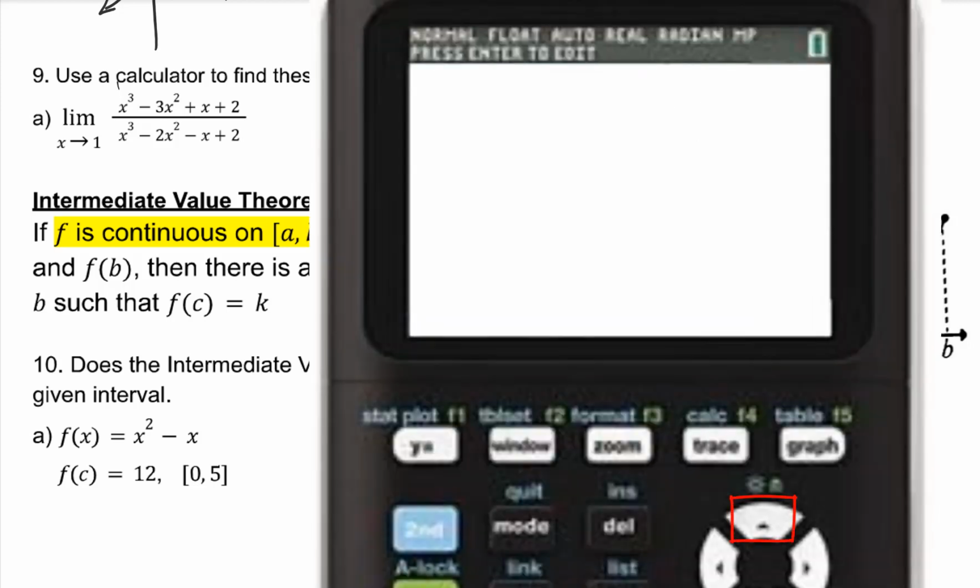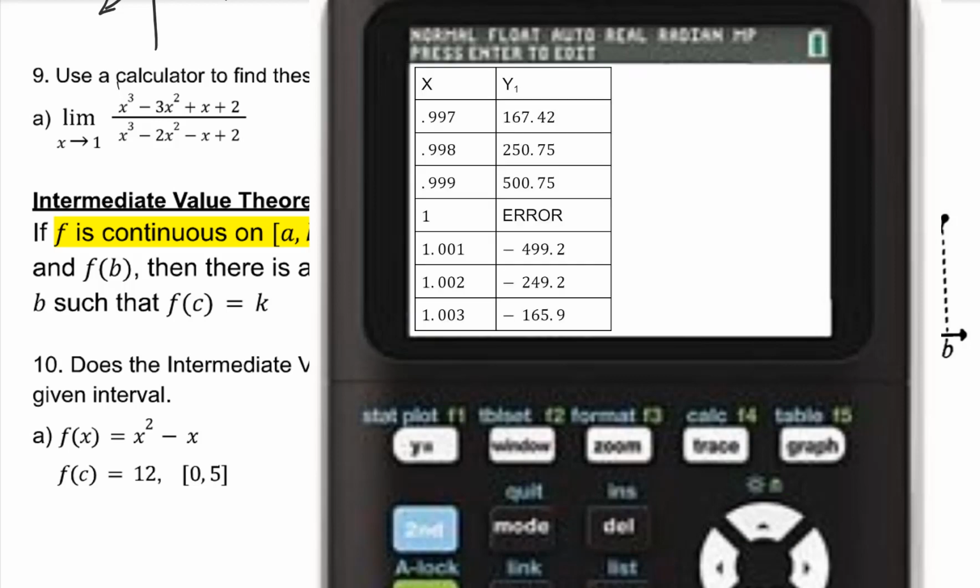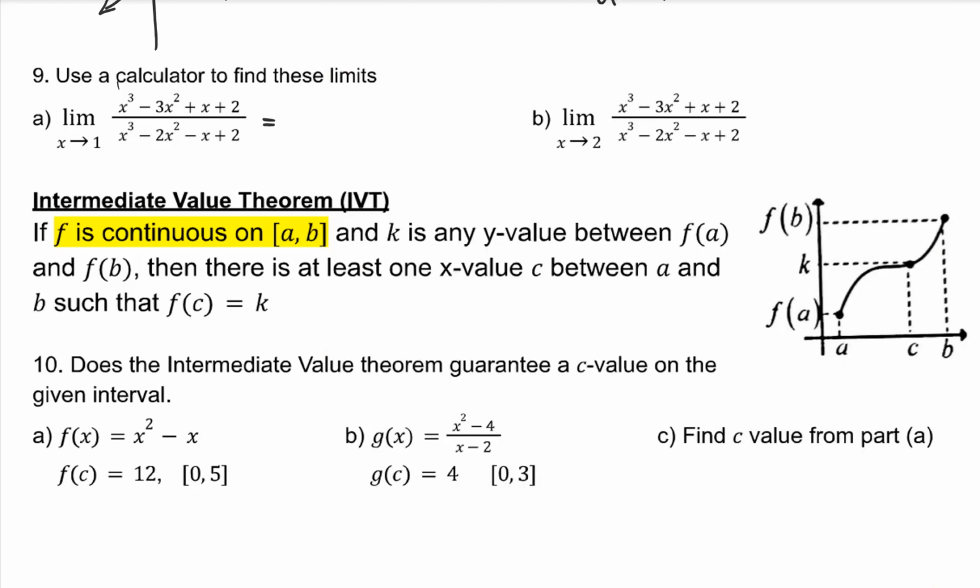So I scrolled up a little to see what was happening to the left of 1, and then I can see what's happening to the right of 1. I noticed that as we're approaching 1 from the left, we're getting just massive numbers. It looks like it's approaching infinity. And as we're approaching 1 from the right, it looks like we're headed down toward negative infinity. So yeah, the left side and the right side limits do not match up. Therefore, this limit does not exist.